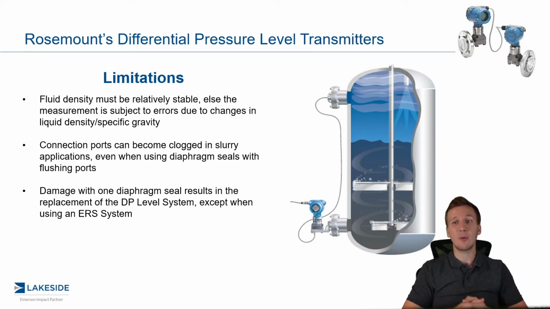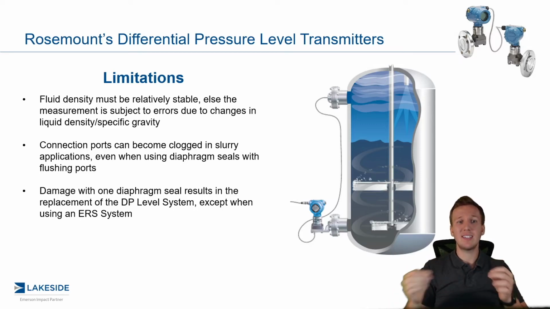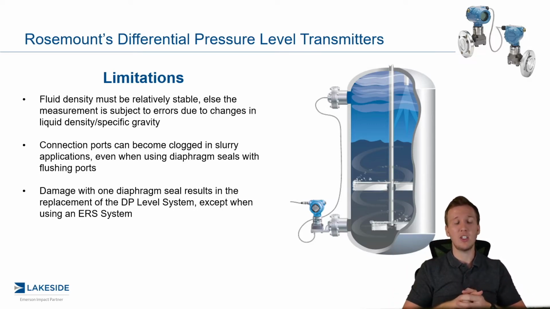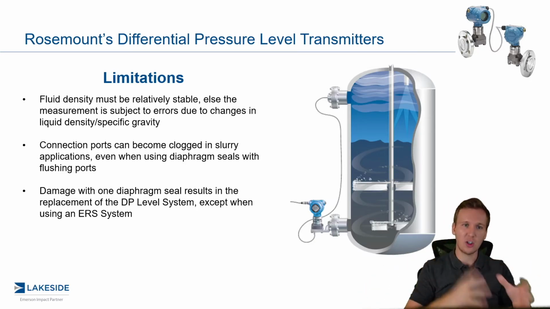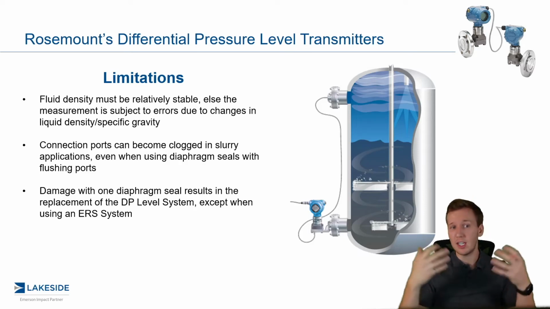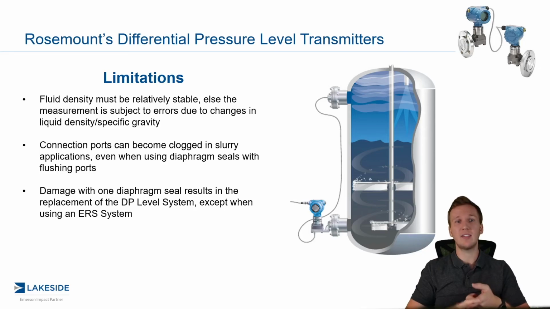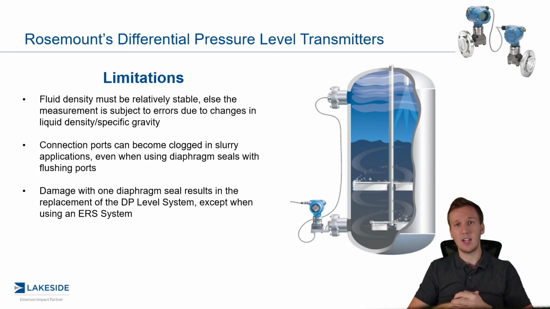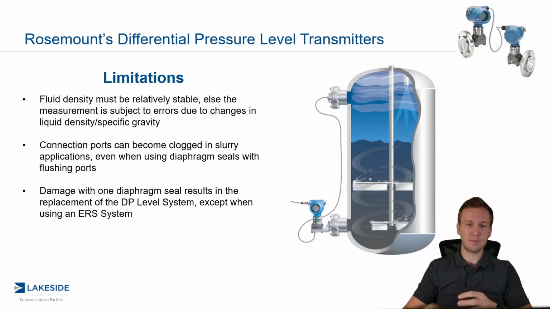However, we do have an ERS solution, which is pictured at the very top of this slide here, where we have two different sensors connected via electronic cabling. In those situations, we can actually replace one at a time, but that's only if you have our ERS solution. If you have a traditional capillary and seal system, which is very common, you do have to replace the entire DP level transmitter, both sensors and both those connections with the transmitter. So that is one big disadvantage of a DP level transmitter.